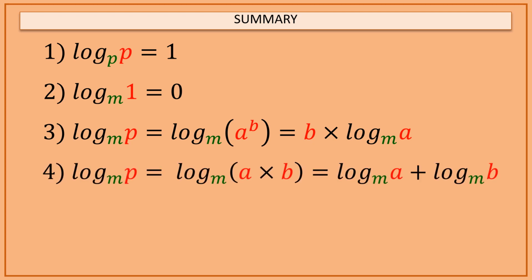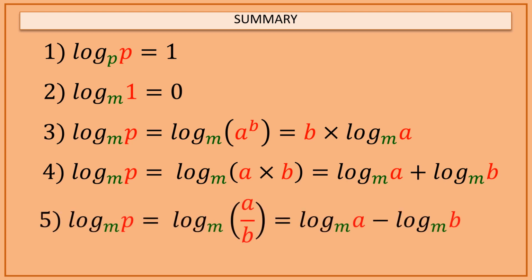Similarly, if p can be expressed as a times b, then this entire logarithm expression can be simplified as logarithm of a to the base m plus logarithm of b to the base m. And finally, if p can be expressed as a upon b, then the logarithmic expression can be simplified as logarithm of a to the base m minus logarithm of b to the base m.